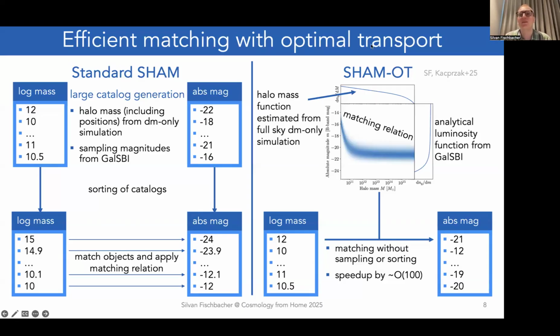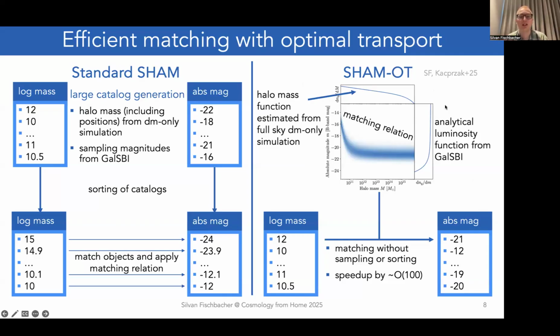This is why we developed the SHAM-OT framework, where we can do this much more efficiently with optimal transport. The basic idea behind this is that instead of generating large catalogs, we're working on a histogram representation directly. So we get a histogram, the halo mass function that we estimate from the simulation, and then we can use the analytical luminosity function from GalSBI and use optimal transport to directly match these two.